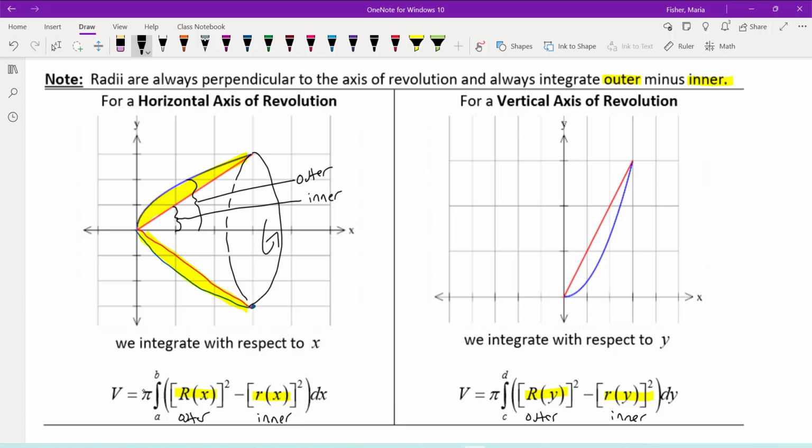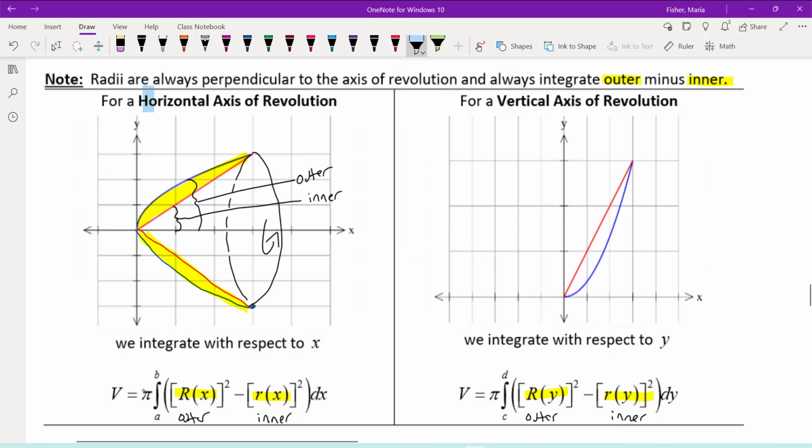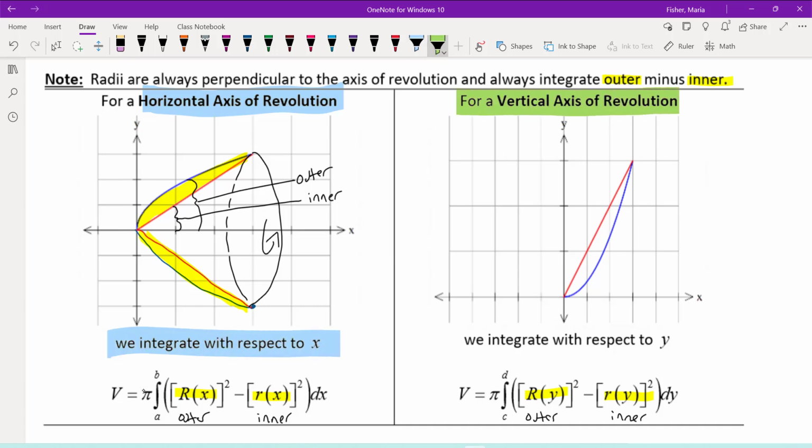So you're drawing that yellow area just like you did before. And then if you realize that you're not flush with your axis of revolution, you're going to be a washer, and so you're going to try to find the outer radius and the inner radius. The outer radius is the furthest part of your yellow region from the axis of revolution. Your inner radius is going to be the closest part of that yellow region to your axis of revolution. The nice thing is that what we learned before remains the same. If you have a horizontal axis of revolution, you integrate with respect to x. If you have a vertical axis of revolution, you integrate with respect to y.